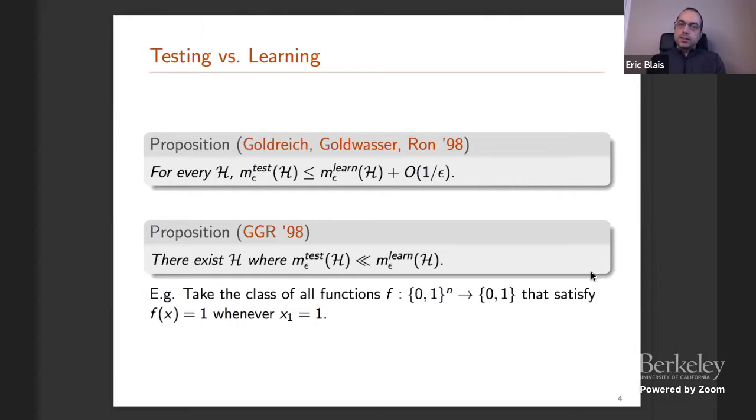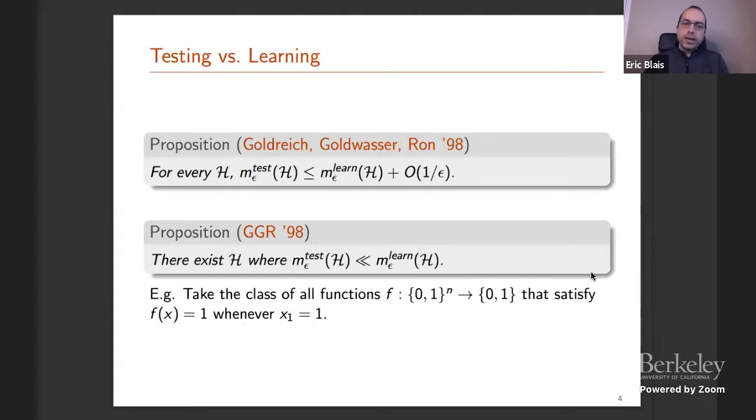So even in the standard PAC learning model or the distribution-free sample-based testing model, the testing-by-learning algorithm does apply. It means that if we ignore the additive 1 over epsilon term here, the sample complexity for learning can never be smaller than the testing complexity, the samples that I need to test the same class. And actually, even in the same paper, there was an example shown that there are classes where this inequality can be very large.